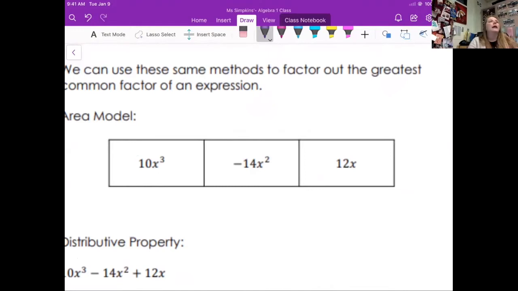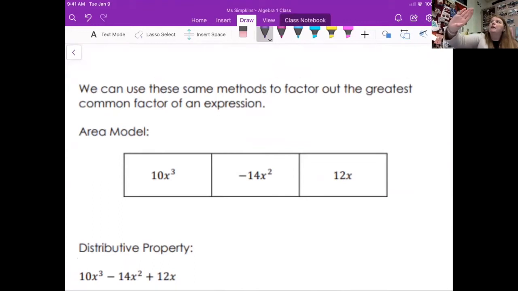A way we can kind of undo this is the first thing we want to do is find the greatest common factor of those three things. It could be numbers. It could also be variables. So you need to be careful. So let's just look at the numbers. What would be the greatest common factor of 10x to the third, negative 14x squared, and 12x? What's the biggest number that goes into those? Yeah. Two. We're just doing numbers for now. Yeah, just 2. Good.